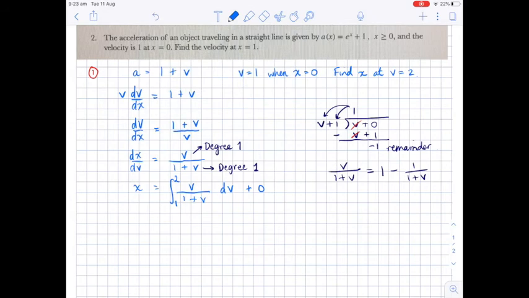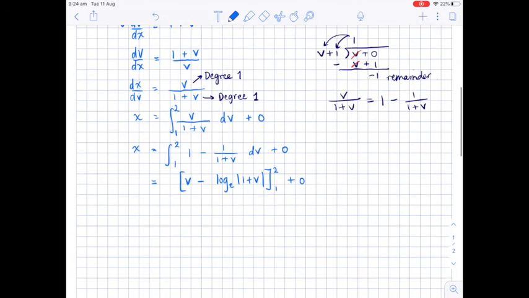Let's substitute that into my expression. I've got the integral from 1 to 2 of 1 minus 1 over 1 plus v dv, plus 0, and this will find the value of x at v equals 2. Now, anti-differentiating gives me v minus log to the base e of 1 plus v, evaluated between 1 and 2, and I've got a plus 0.